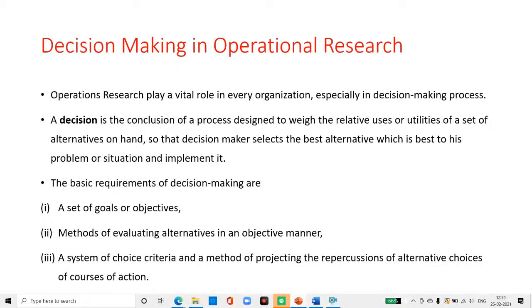So in operational research, a decision is the conclusion of a process designed to weigh the relative uses or utilities of a set of alternatives on hand, so that the decision maker selects the best alternative for his problem or situation and implements it.